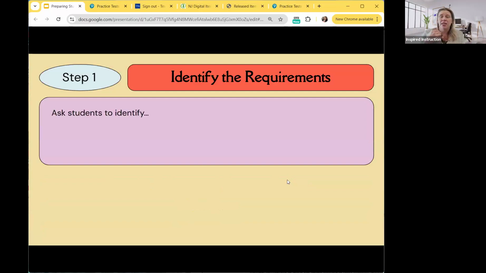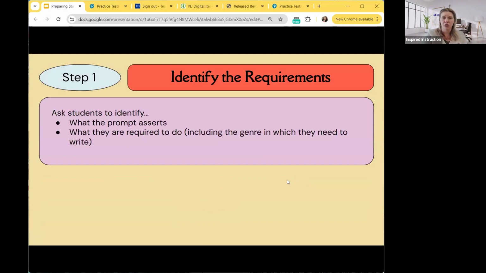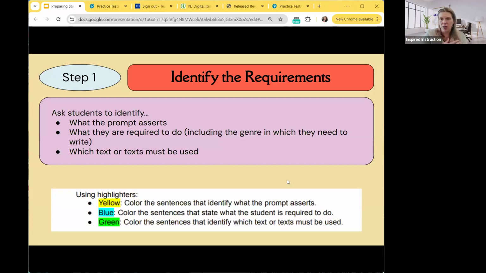So when a student gets an essay topic, if we're on the state test, the prose-constructed response, we want students to be able to identify: what does the prompt tell us? What am I required to do, including what genre am I supposed to be writing, and which text or texts must be used? A lot of times my students used to complain, I don't know what they're asking me to do. And then they would just shut down and not do it. So before they even get to the writing, we teach them, okay, let's just figure out what the prompt is asking us to do. One way that I like to do that is using highlighters.